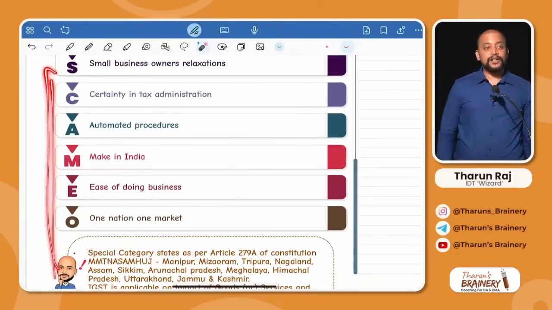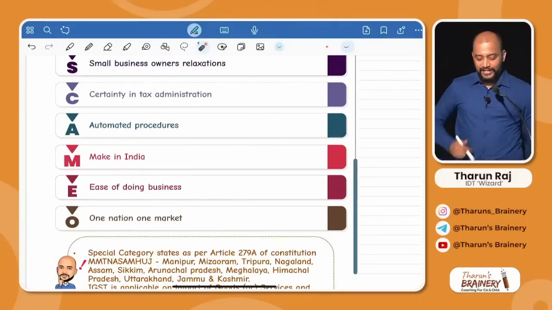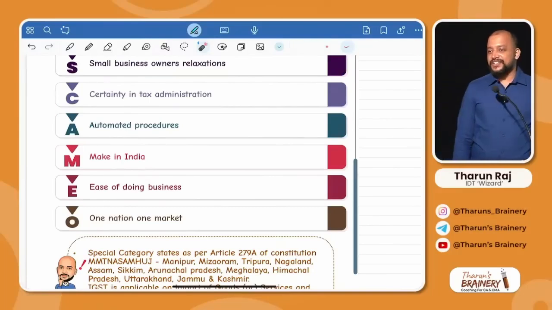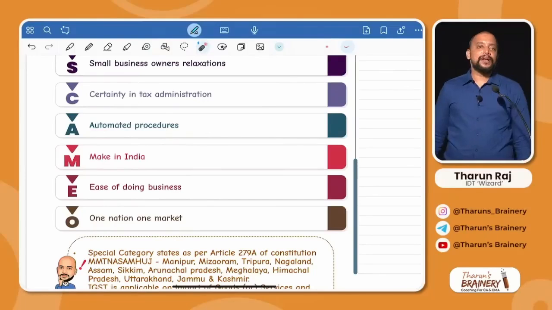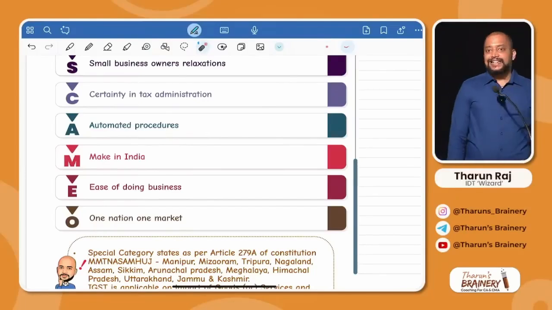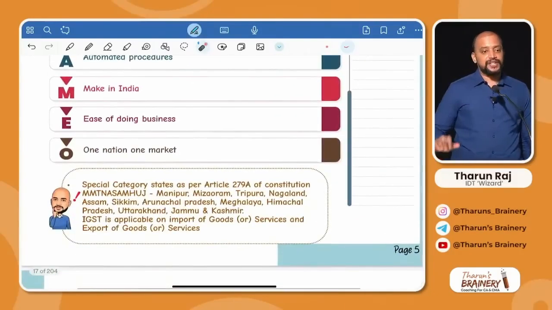So remember this. What is CAMEO? Like how a cameo is of no use, this is also no use. So see, C, certainty in tax administration. A, automated procedures. M, Make in India. Then E, ease of doing business. Last O, one nation, one market. These are the benefits of GST which you need to keep in mind for exam purpose.